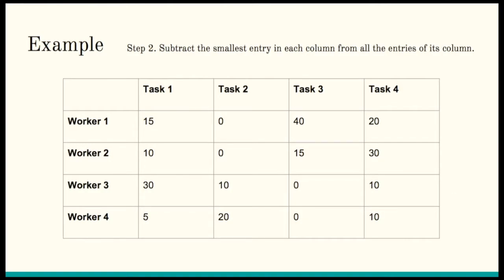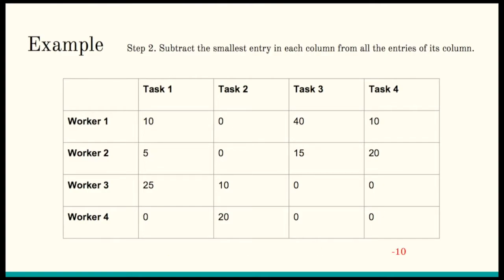Now, for the second step, we're going to do the same thing for each column in the matrix. Like before, regardless of what worker is given task 1, it is still going to cost at least 5, and regardless of what worker is given task 4, it is still going to cost at least 10. So subtract 5 from everything in the first column, 0 for the second and third columns, and 10 for the final column.